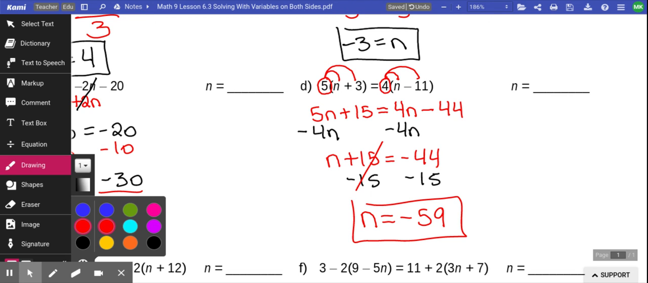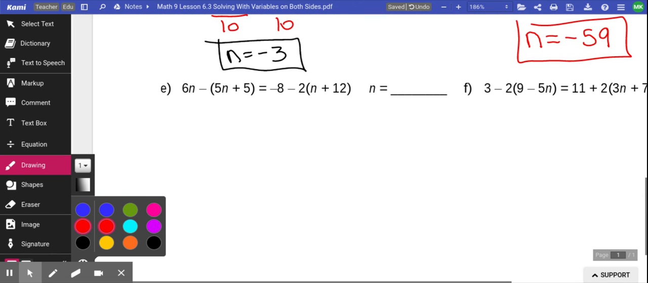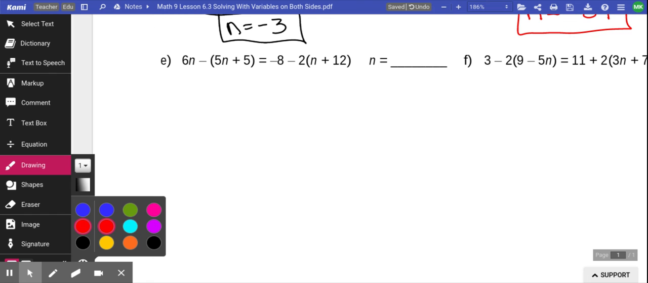Wonderful. So brackets aren't that big of a deal. You just multiply in to get rid of the brackets, and then you solve like a regular question. We got 2 more here. I'll do E with you, and then I would like you to pause and try F on your own.